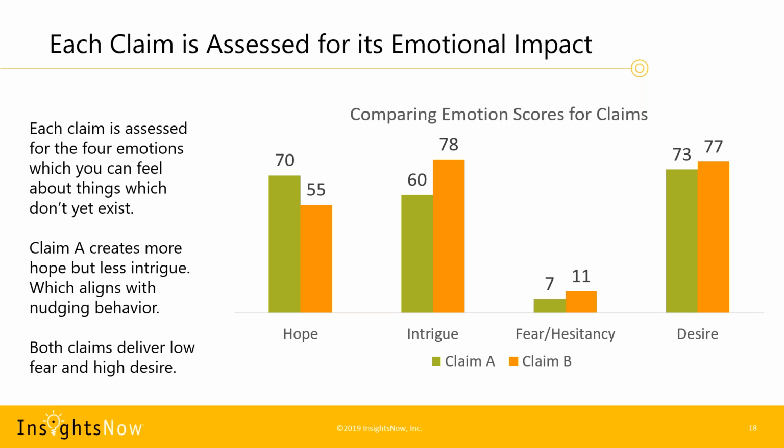So our claim A, that's a nudge-based claim. It's a very implicit response. It's all about hope, right? I hope it does this for me, right? It's something that I have experience with. It's something that I know. Therefore, it creates hope. Claim B, on the other hand, is more disruptive.